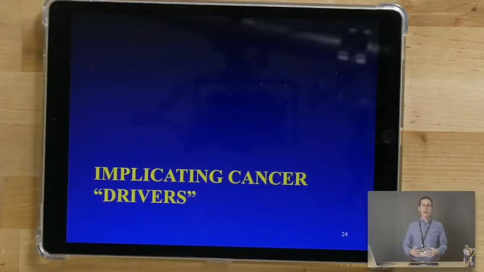So beyond annotation, what is often done is to use large cancer sequencing studies to try to statistically implicate what the drivers of cancer growth are by looking at many different tumors.